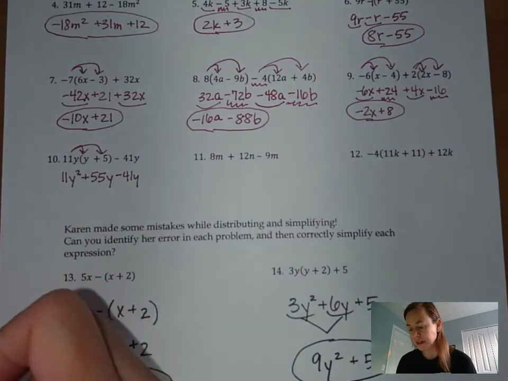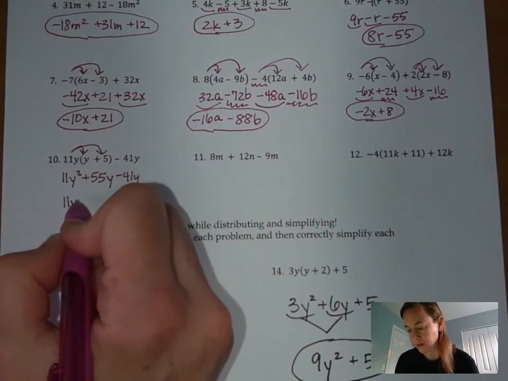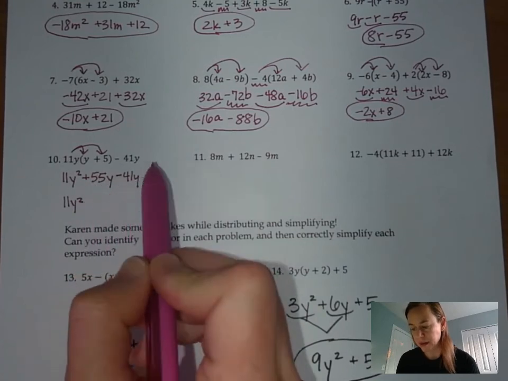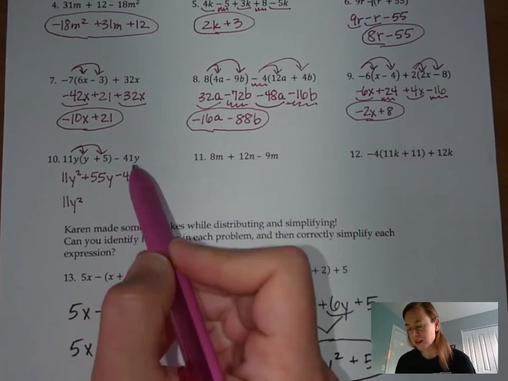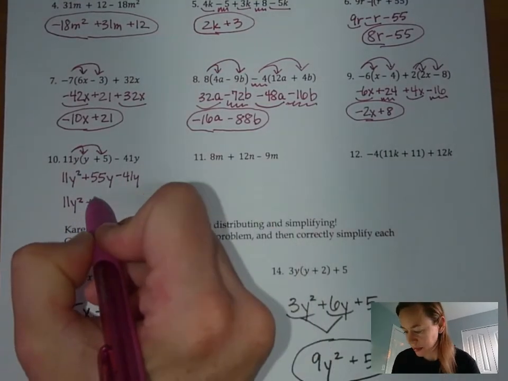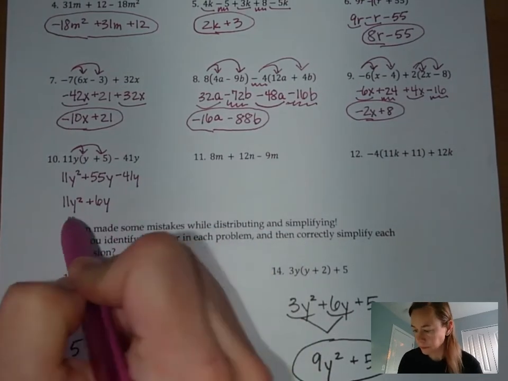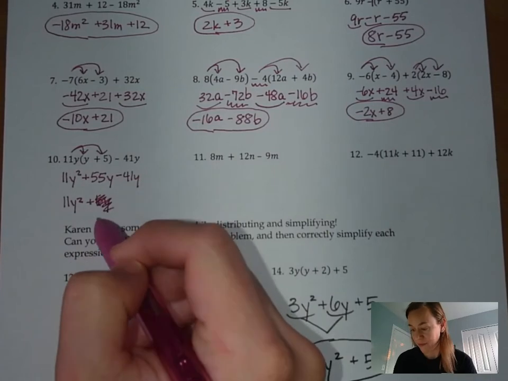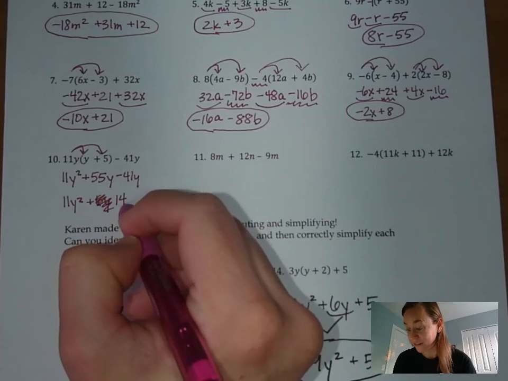So looking for like terms, there's nothing else with a y squared, so I'll just go ahead and bring it down. And then this has a y, and that has a y, so let's just subtract. 55 minus 41, that's going to give us 6. So plus 6y. Wait a second, that's not 6. Sorry. 55 minus 41 is 14. I hope you guys caught that. I bet you did. 14y.